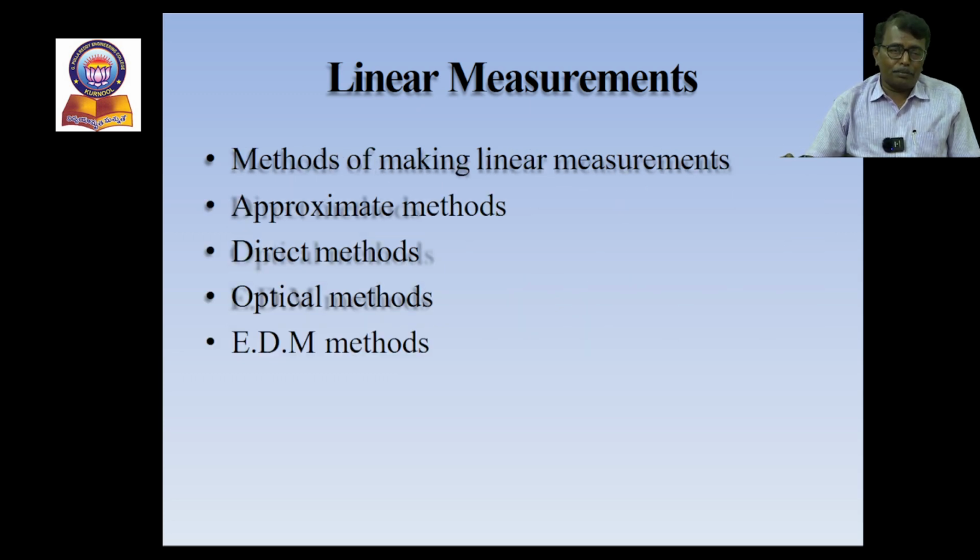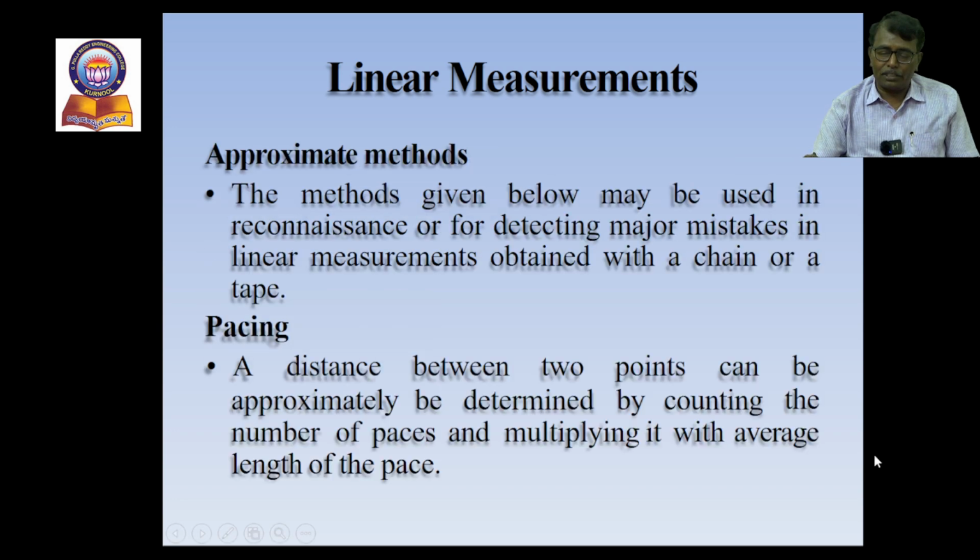Next we'll study what are the methods of making linear measurements or horizontal measurements. The first one is approximate methods and the next one is direct methods. Generally we follow direct methods in surveying. Next is optical methods, and the last one is the advanced method, that is called EDM methods. Now we'll discuss each method a little bit.